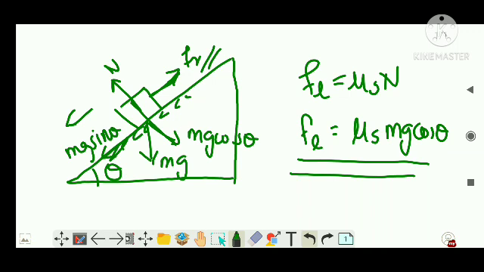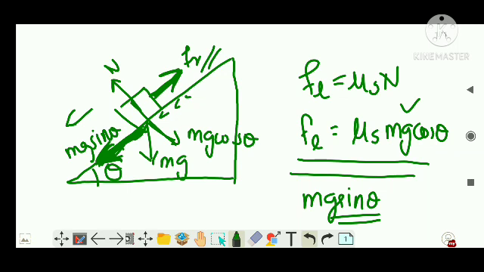And what is the force which is pulling it down? The force pulling it down is mg sin theta. This is clear from the figure. The one which is pushing it up, which doesn't allow it to slide, is this force, mu s mg cos theta, and which is pulling it down is mg sin theta. Clear from the figure. Let's move on.